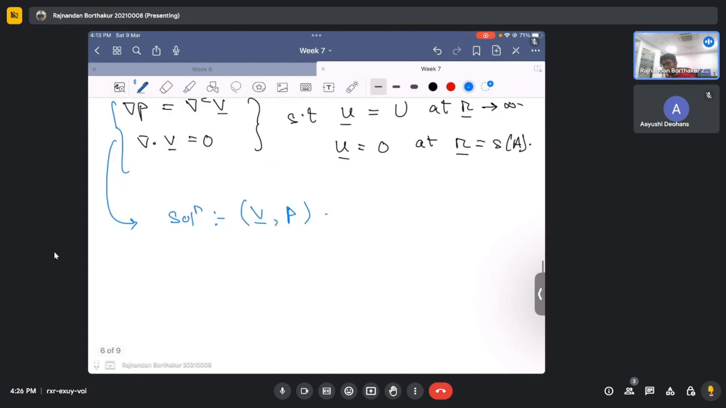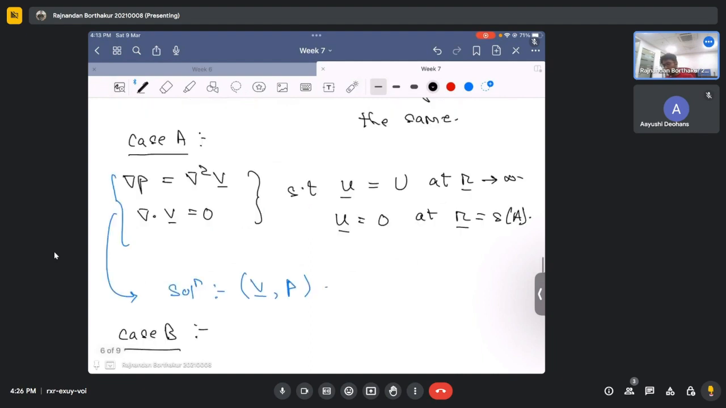Now, if we go into case B, what do we solve in case B? We exactly solve these equations in case B, right? It's just the same thing, right? So we solve these equations.